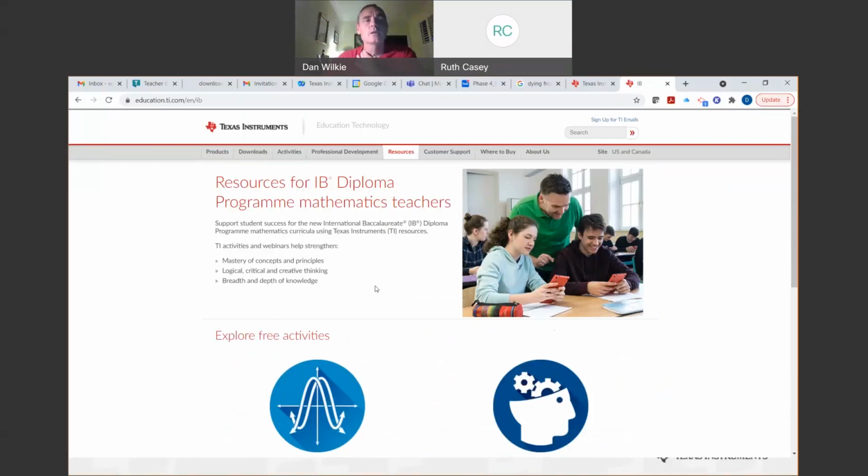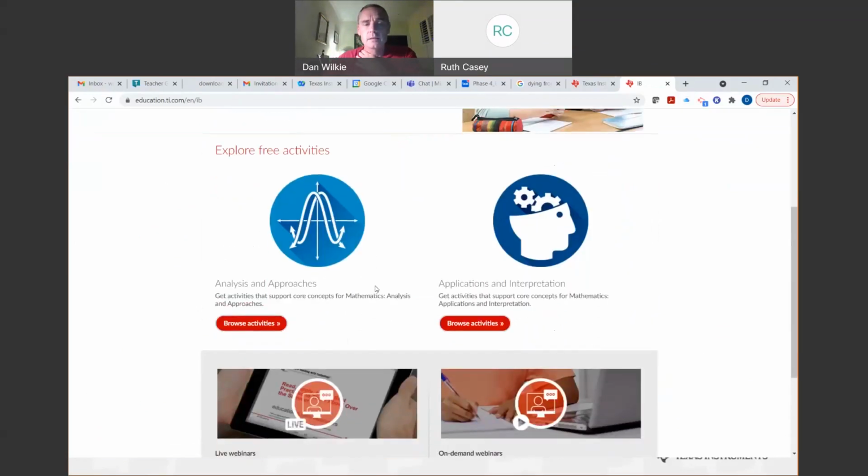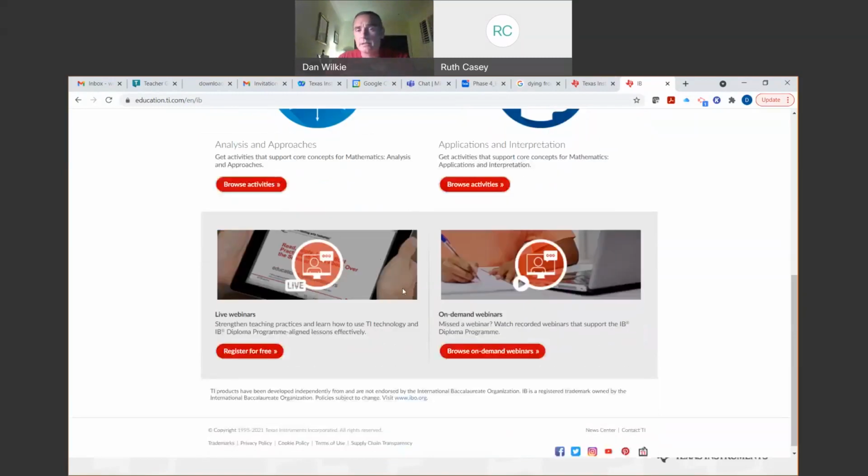All right, so looking at this, you'll see that there are 3 activities for both the analysis and approaches, applications, and interpretations. Some of those definitely overlap with one another because there are topics that overlap. Down, and I'll get to those in a second.